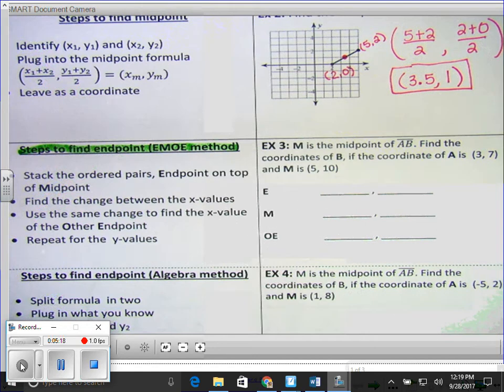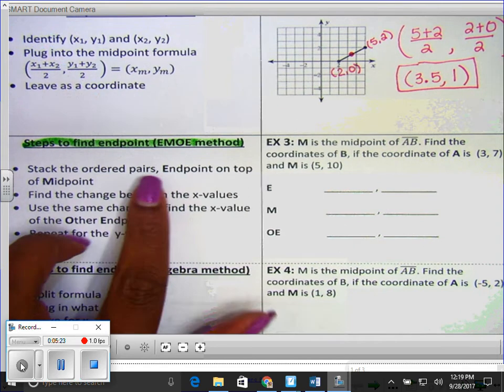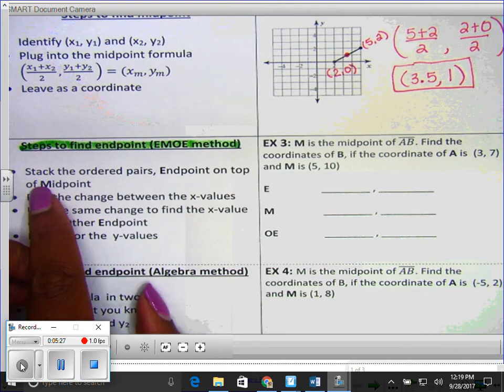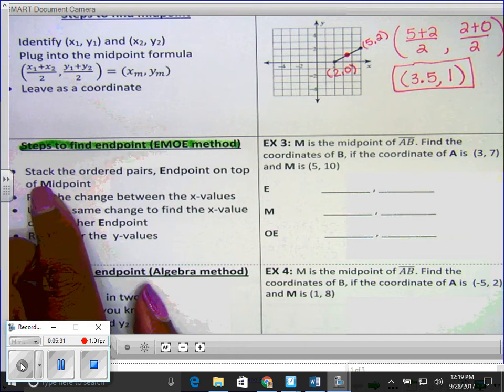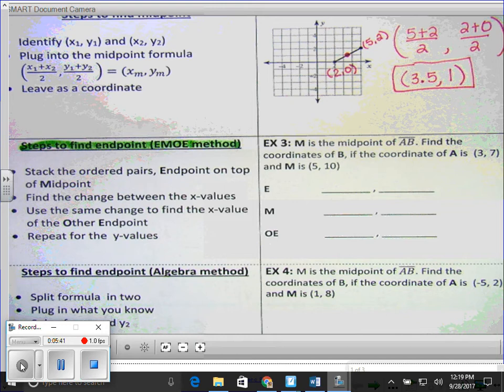So the EMO method goes like this. Stack the ordered pairs of the endpoint and the midpoint. You see where the E and the M come from in EMO? Endpoint, midpoint. So stack them, meaning write them on top of each other. Then we're going to find the change between the x values and then use that same change to find the other endpoint. And then we're going to repeat for the y's. So let me show you what this looks like.